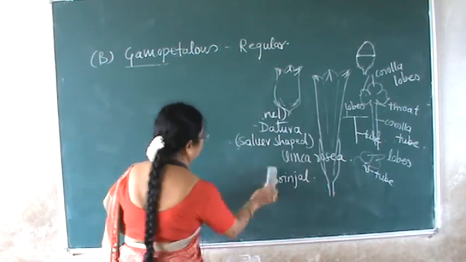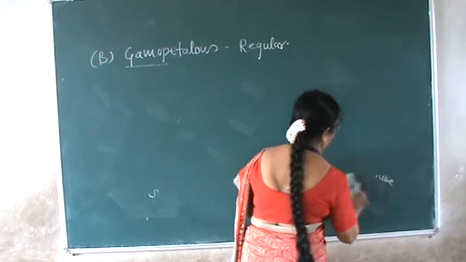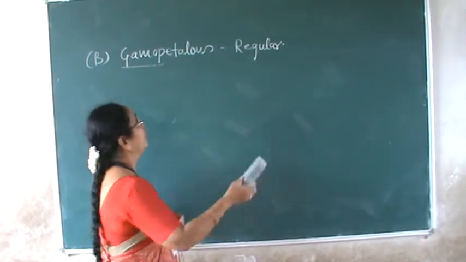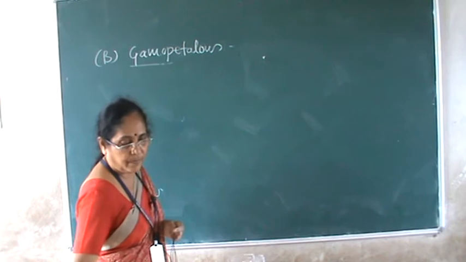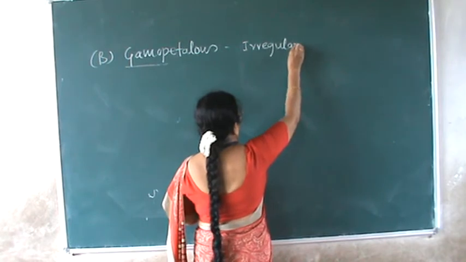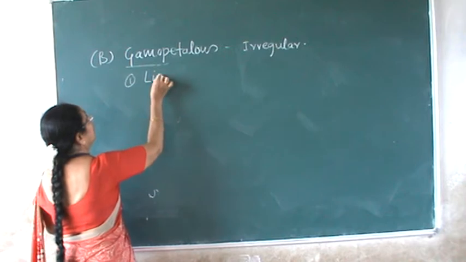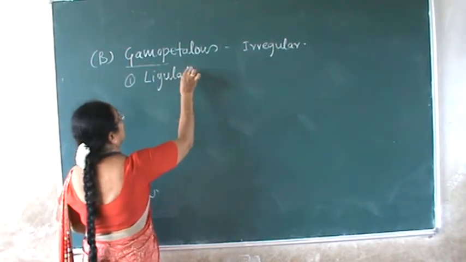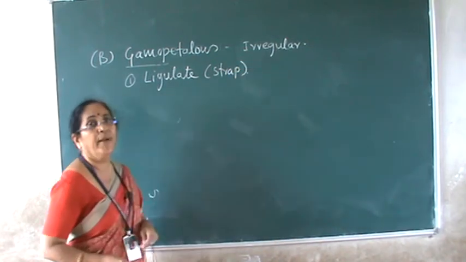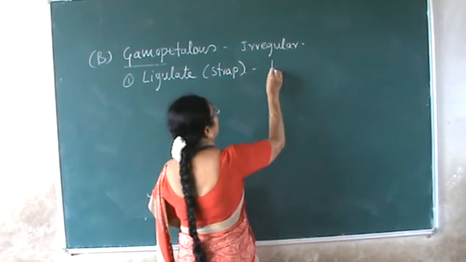Gamopetalous irregular form. Okay, so in this, the first shape is called as ligulate or strap shape. Strap, ligulate or strap shaped corolla. This is found in ray florets of sunflower.